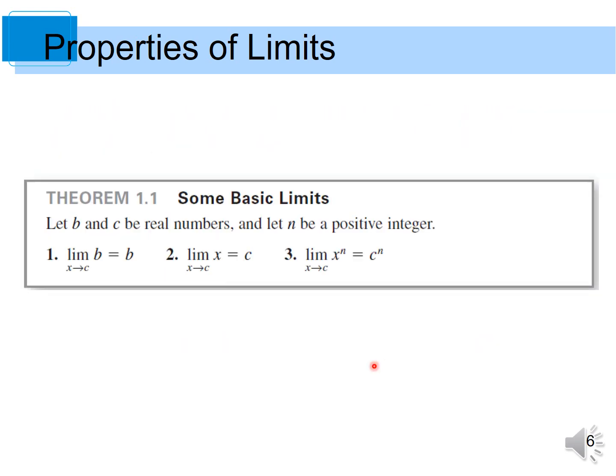Some basic limits: let b and c be real numbers and let n be a positive integer. The limit of b as x tends to c is b, and the limit of x as x tends to c is c. The limit of x to the power n when x tends to c is c to the power n.